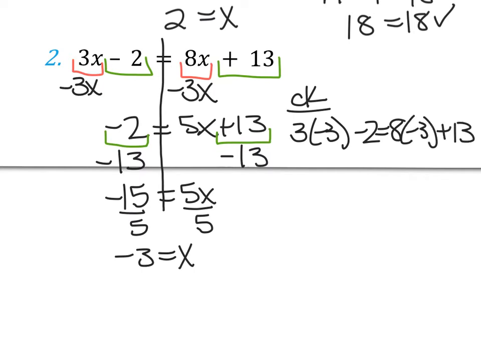So again, I'm going to follow my order of operations on one side. 3 times negative 3 is negative 9, and then I'm subtracting 2 more, so I get a negative 11. Then I'm going to go to the other side, see if it's equal. 8 times negative 3 is negative 24, plus 13, so I'm spending $24. I have $13. I'm still going to owe $11, so that is equal.